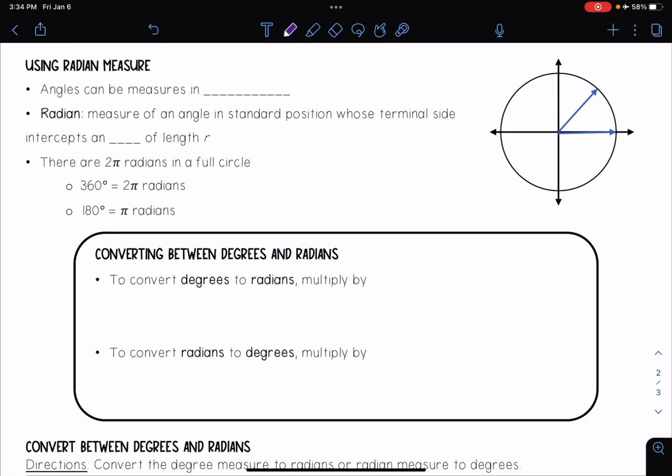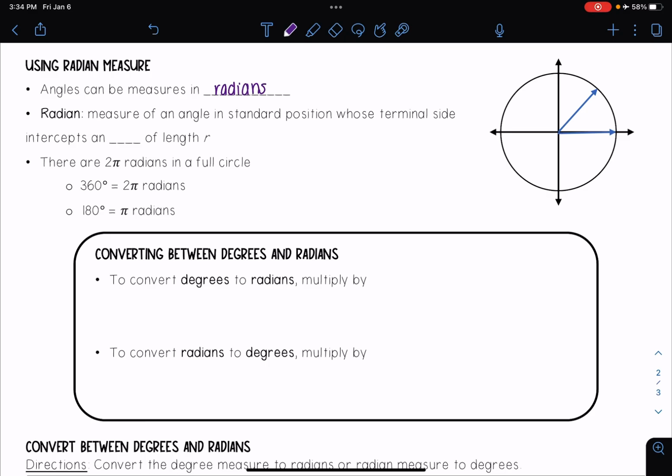In this video, we're going to be looking at using radian measure. Something that we've seen is angles that are measured in degrees, but we can also measure angles in radians. Usually before, when we were using our calculator, we would switch it from radians to degrees, but radians is also something that we can use to measure angles.